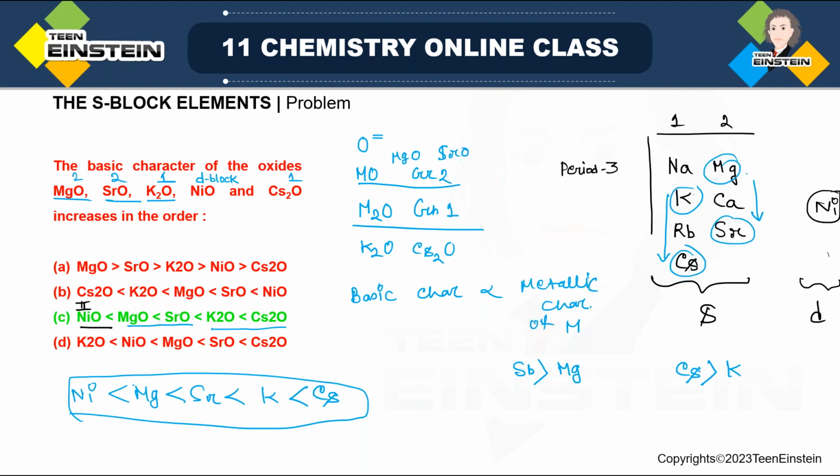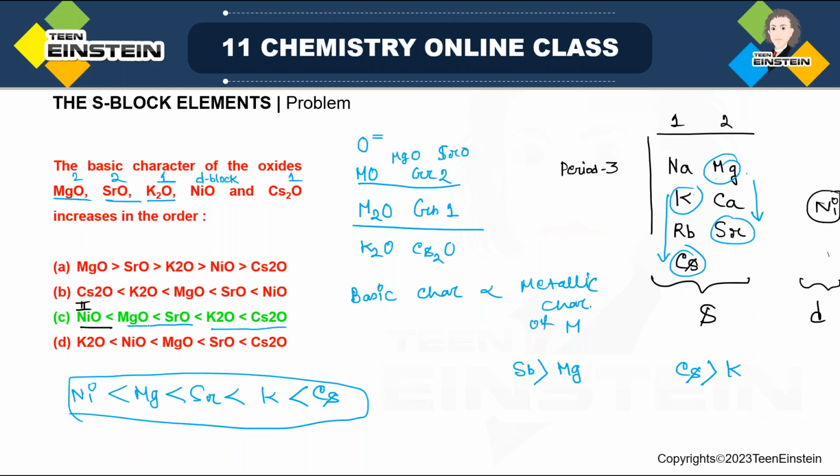So just add oxygen, you will get the correct option. But here is one hint I would like to give, though it may not always work. If you know that d-block metals have the lowest reactivity compared to s-block, then you can also choose option C, because only in option C nickel oxide is at the last. So you can apply this trick if you are running out of time.